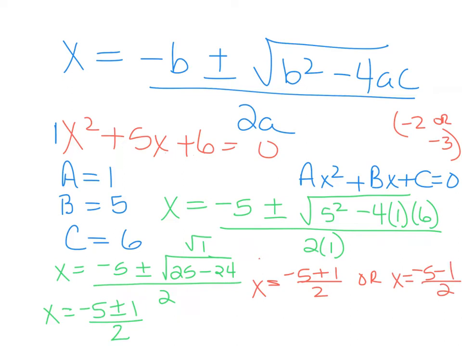So negative 5 plus 1 is negative 4. Negative 4 divided by 2, so x is negative 2. Look back up at the top here. One of my answers was negative 2. Or x equals negative 5 minus 1, which is negative 6. Negative 6 divided by 2 is negative 3. See how my answers match? So my answers are negative 2 or negative 3.